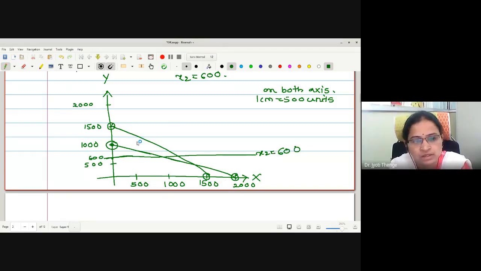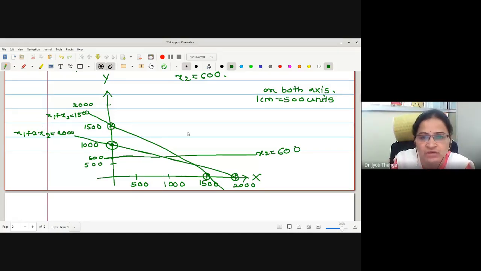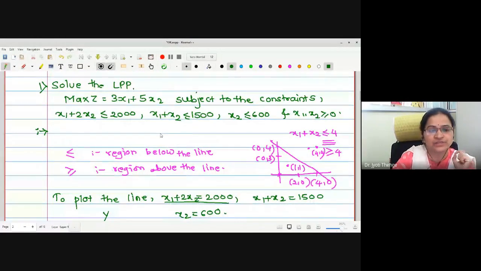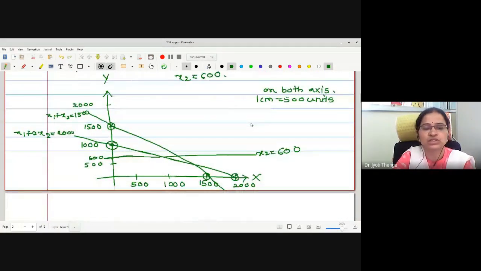This line is x1 plus x2 equal to 1500, and this line will be x1 plus 2x2 is equal to 2000. Okay. Therefore, what kind of inequalities we have? All the three inequalities are of the type less than or equal. Therefore, what region are we selecting? Common region satisfying all the three inequalities. We have to consider the region below all the three inequalities.